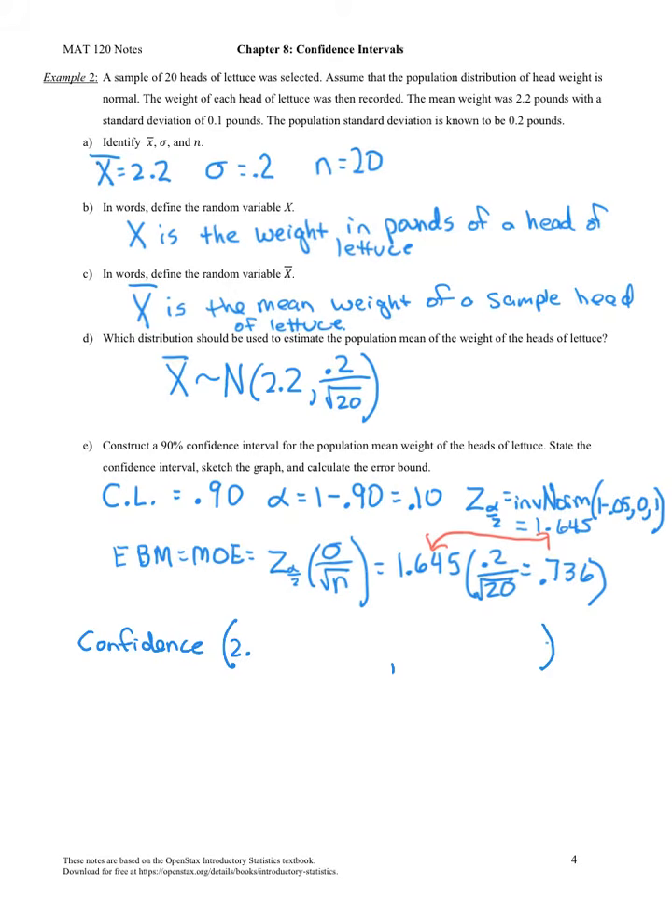So we're going to take our mean minus our margin of error, and we're going to take our mean or our error bound of the population mean, and we're going to add our margin of error. And when we do that, we'll come up with about this.